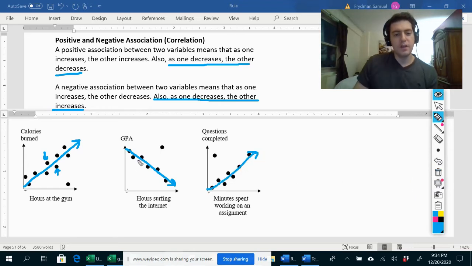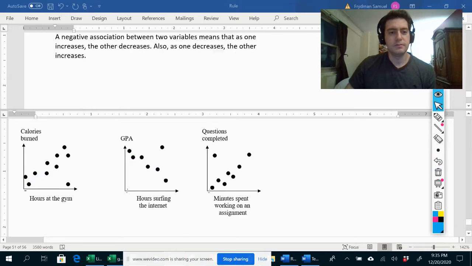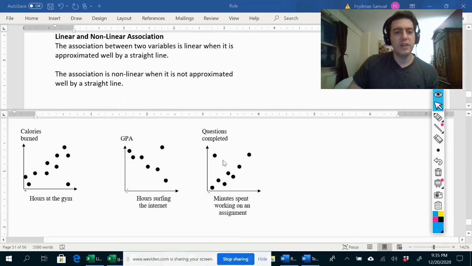So for a negative association or a negative correlation, if you were to put a trend line through it, then the slope would be negative. So as we go from left to right, a negative association would have a negative slope. The line would be going down. Okay, so let's continue to linear and non-linear associations.